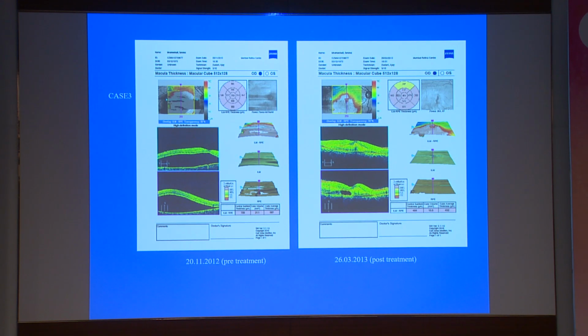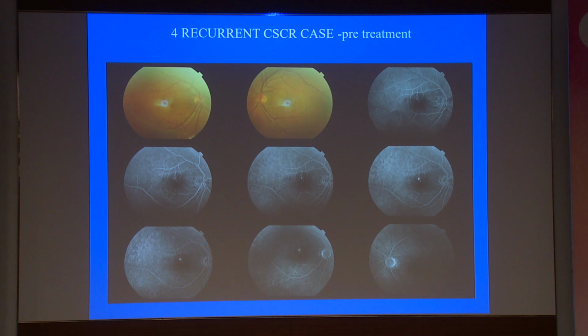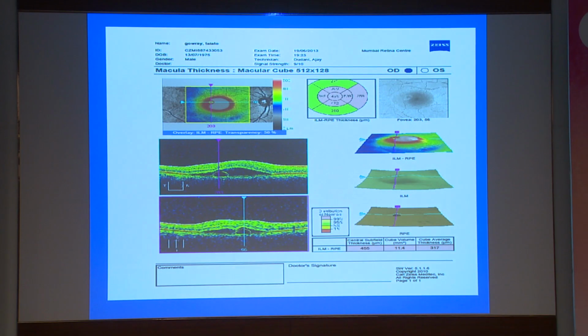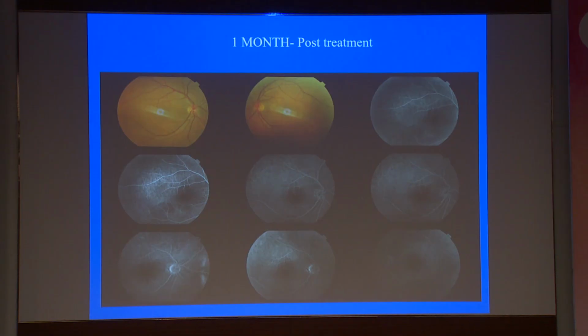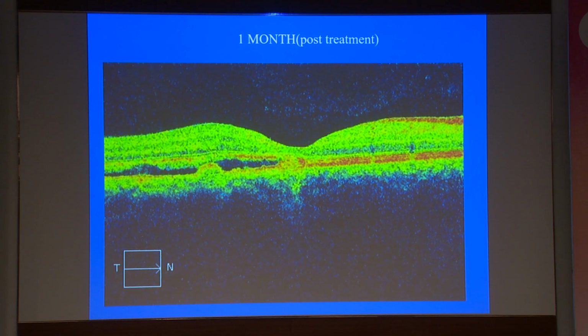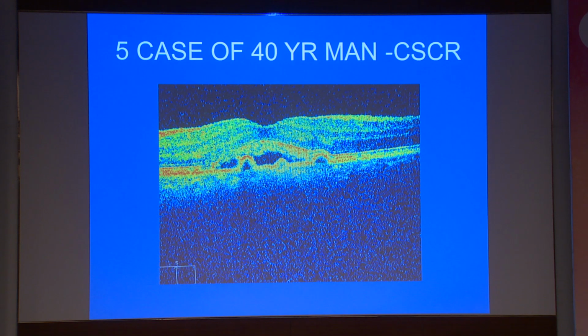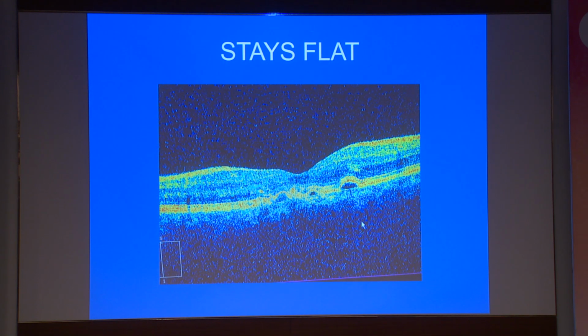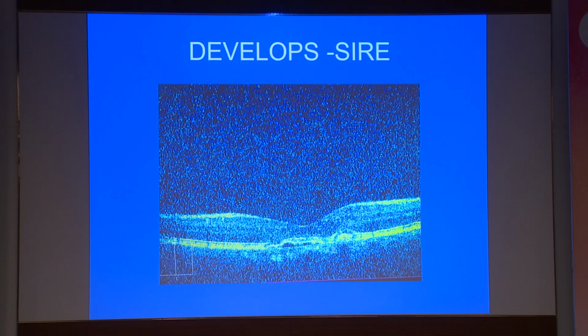Again, you can see even the subretinal fibrin does tend to reduce, though here you can see there's a coagulum which has formed. Even in patients who had these ink blot leaks, once we treated them, this was the OCT with PED, how it resolved rapidly, and even the leaks disappeared after treatment with these anxiety drugs which the patients were started on. So here you can see another case, of a 40-year-old man with chronic CSCR, and this is the resolution with etizolam, and it stays flat, develops a small SIRE.